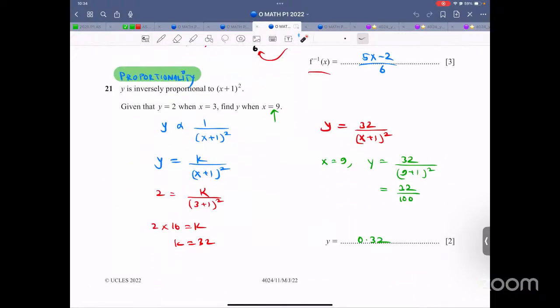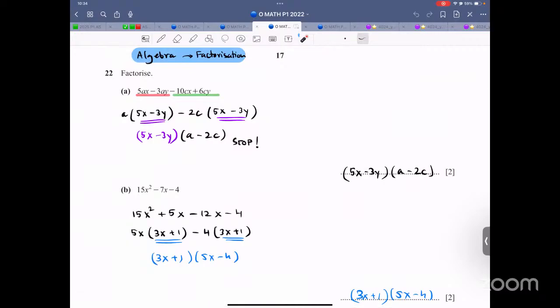Y is inversely proportional to x plus 1 whole square. Given that y is 2 when x is 3, find y when x is equal to 9. So y is in proportionality with a constant of proportionality. Plug in x is 3, y is 2. You find k, you write down the equation. Now you can plug in x, you can find y. Now you can plug in y, you can find x.